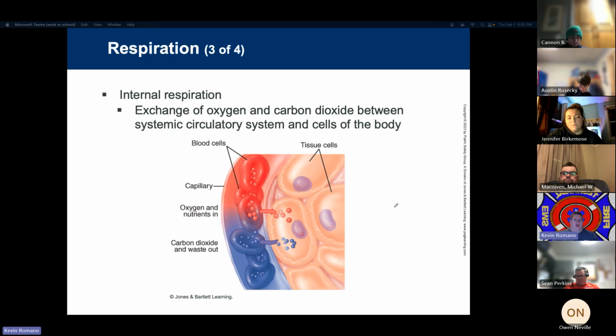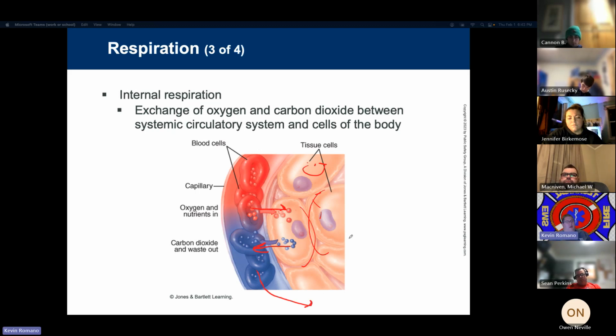Internal respiration is the exchange of oxygen and carbon dioxide between the systemic circulatory system and the cells of the body. So as you can see, internal is happening here. Here are your tissues and cells all through here. You can see that oxygen is being pulled through diffusion, so they're equal on both sides. As it expels, here comes the bad stuff, the waste products, pushing back out here, going back through the pulmonary process.